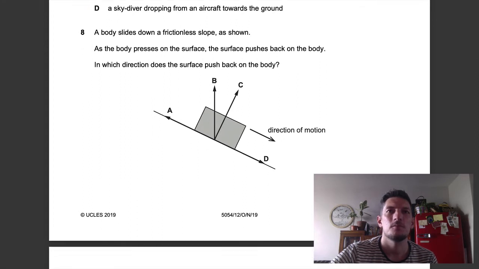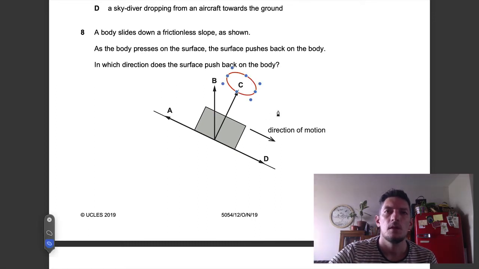Next question. A body slides down a frictionless slope, as shown. As the body presses on the surface, the surface pushes back on the body. In which direction does the surface push back on the body? What do you think is the answer? Is it A, B, C, or D? So we're asking, in which direction does the floor push back? And then, in fact, the correct answer is the floor always pushes back at a direction normal to its surface. And that is C.